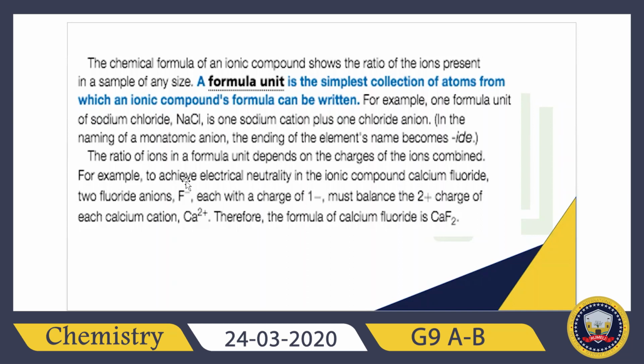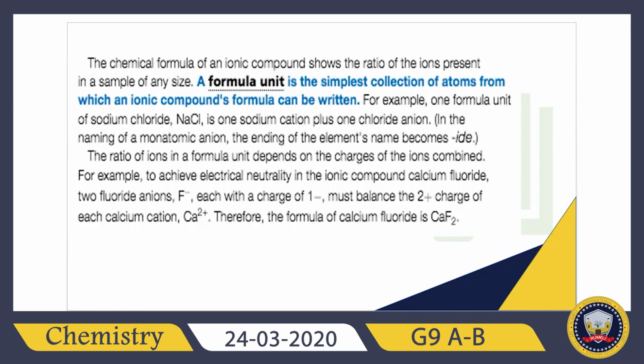Now, the ratio of ions in a formula unit depends on the charges of the ions combined. It depends on the charges. So, for example, you have calcium fluoride. Now, what is the charge of calcium? It is the positive ion. It is 2+. But you know, for fluorine, or fluoride, it is -1. So the calcium will bond with what? With 2 fluorine atoms. You see here? So it will become calcium fluoride, CaF2. You see here? CaF2.